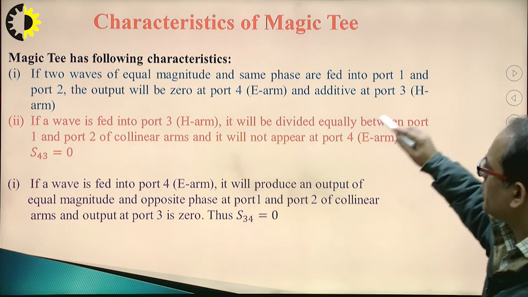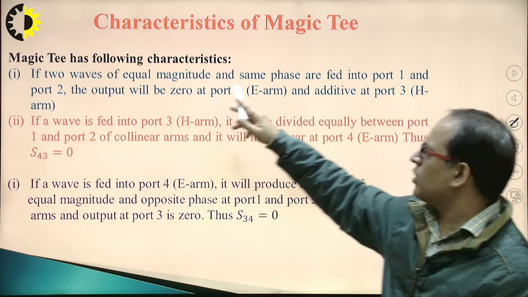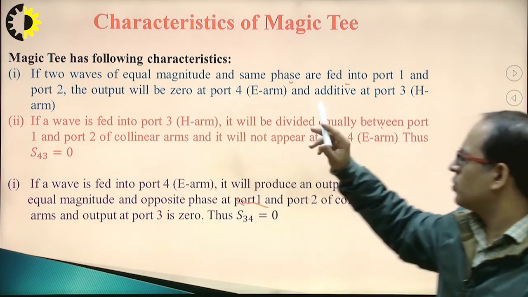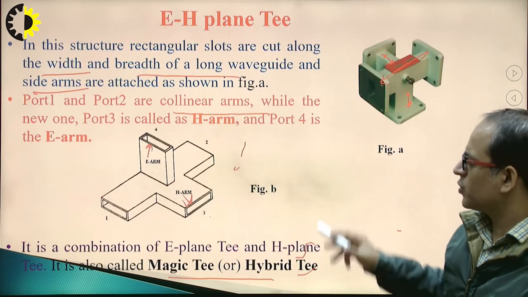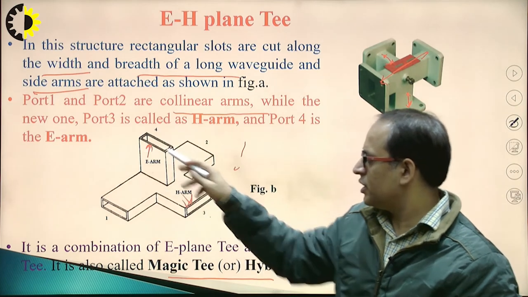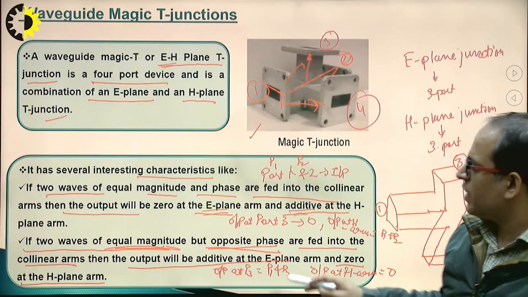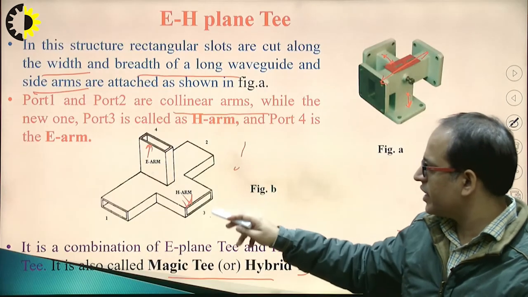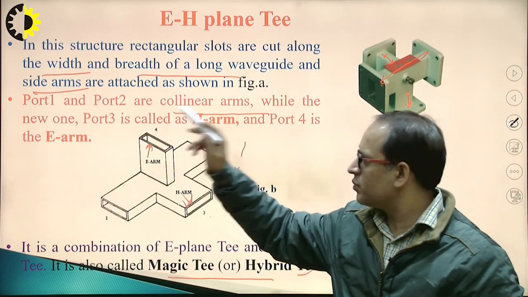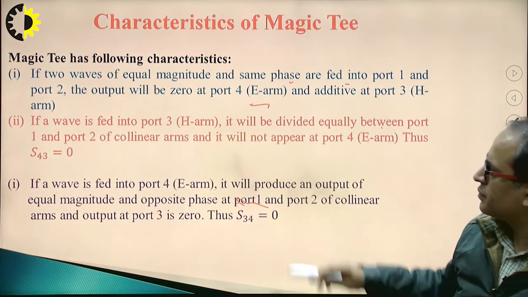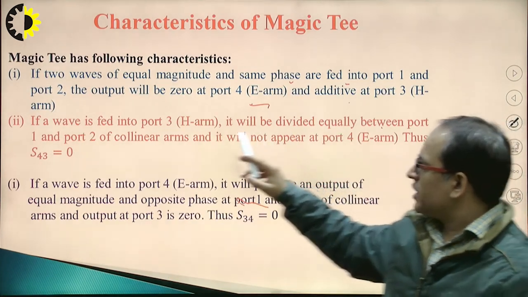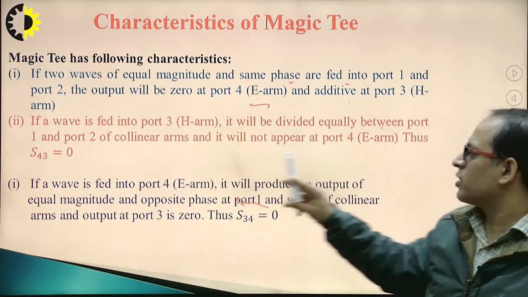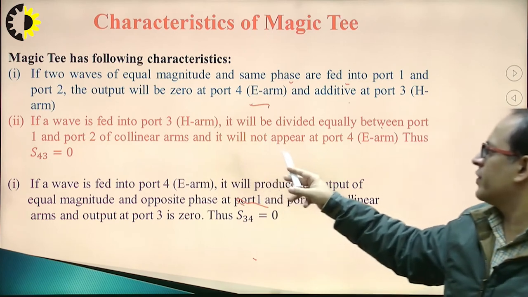It has two properties which I have already told: two waves of equal magnitude and same phase fed into port number 1 and port number 2, the output will be 0 at port number 4, because port number 4 is the E arm. Clear? In the earlier slide I discussed it as P3, but in this slide the E arm is port number 4. The next point is, if the wave is fed into port number 3, it will be equally divided between port number 1 and port number 2 of the collinear arms. It will not appear at port number 4.